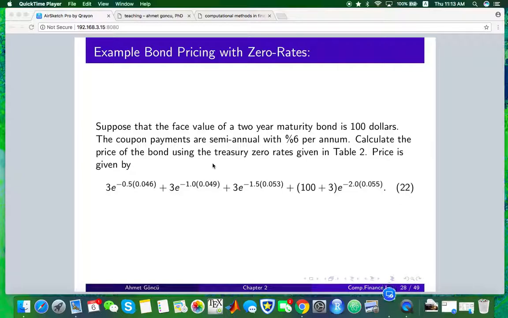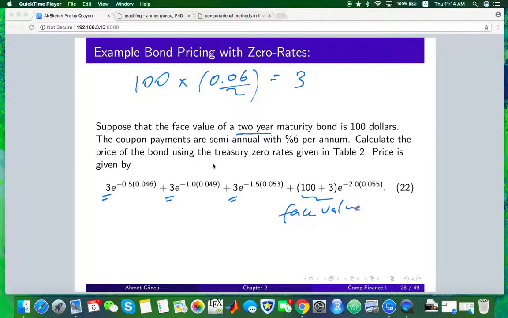So notice that we have 6% per annum. So we have the face value of the bond is $100, and times you have this 0.06 divided by 2 because we are using the semi-annual. So every 6 months there is basically a $3 payment, $3 payment every 6 months, and at the maturity, which is the 2 years, you have the face value plus the coupon payment here. Okay, and you need to use the discount.